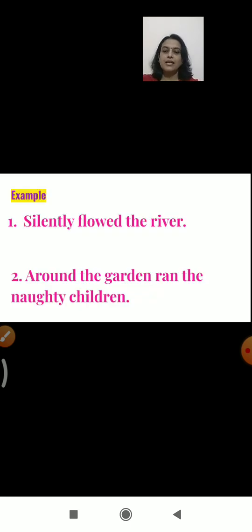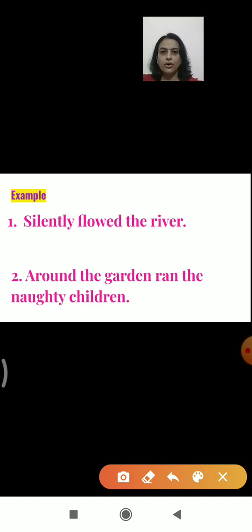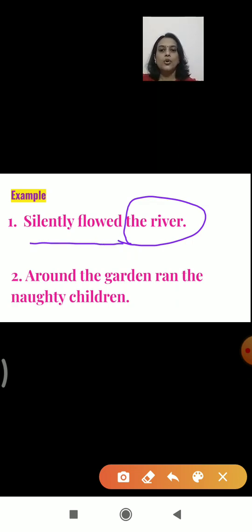For example, silently flowed the river. Now here, what are we talking about? The sentence is talking about the river, isn't it? So, the river becomes the subject and silently flowed becomes the predicate. We are talking about the river, and what are we saying about the river? That it is flowing silently, isn't it? So, here in silently flowed the river, we have the predicate first and the subject later on.